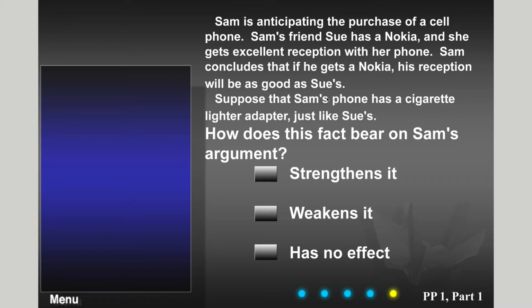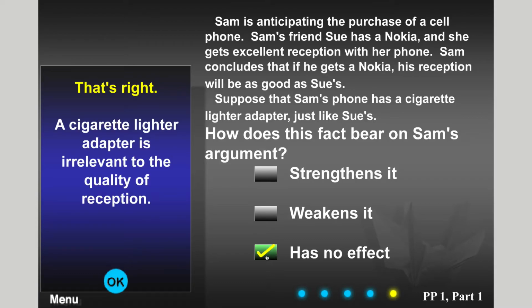Another thing, suppose that Sam's phone has a cigarette light adapter just like Sue's. Does this fact bear? Now, this is another similarity. I don't know why a phone would have a cigarette light adapter, but would this fact bear on Sam's argument? I think it has no effect. I assume the cigarette light adapter would be an adapter for one's car. That has more to do with being able to keep it charged, but no, it should have no effect. The cigarette light adapter is irrelevant to the quality of reception.